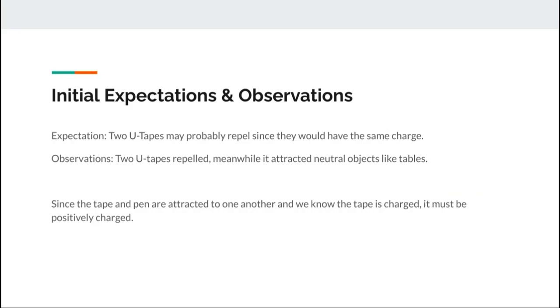And so, initial expectations and observations. My initial expectation was that they would probably repel since they would have the same charge. And yes, that was true. They repelled but attracted neutral objects like tables. And when we tried to charge tape with a pen, which was negatively charged, because they attracted, we were able to conclude that the tape would be positively charged.